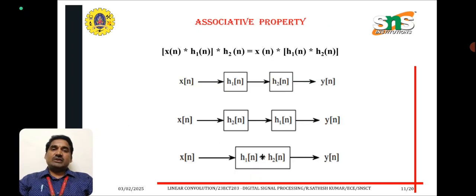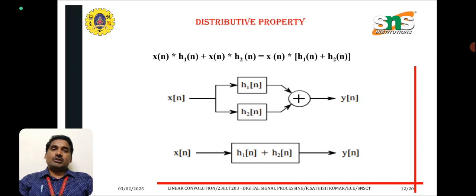And then associative: x of n multiplied with h1 of n, again multiplied with h2 of n, which is equal to x of n into h1 of n into h2 of n. The graphical representation for both the left-hand side sequence and right-hand side sequence can also be given.